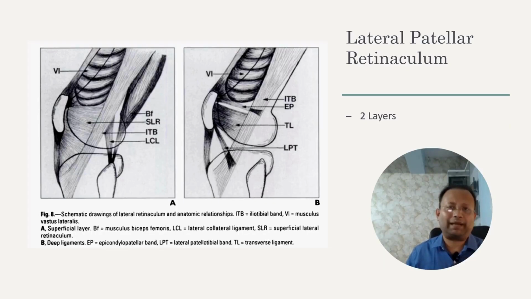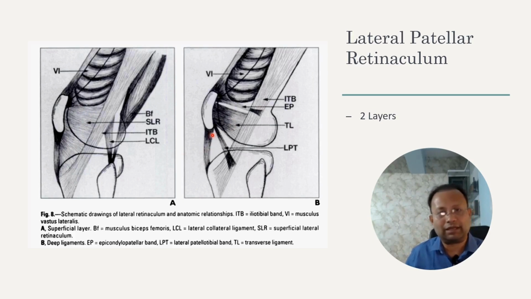Now comes the patellar retinaculum. It is there in the medial side and lateral side also. It also has two layers, one superficial and one deeper layer. You can see this is the lateral patellar retinaculum. This is bounded by the iliotibial band. This is the superficial layer, this area. And if we remove this superficial layer, then there is a deep band.